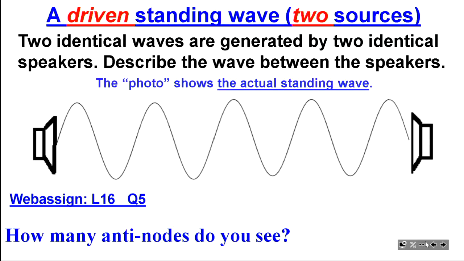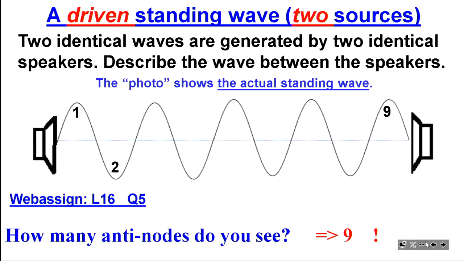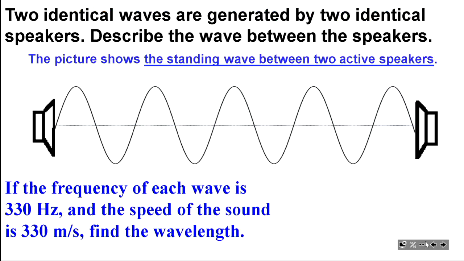An antinode represents the maximum intensity, the maximum displacement from equilibrium. So this is how I would do it. 1, 2, 3, 4, 5, 6, 7, 8, 9. Well, if you still have any doubts, ask yourself, why? Now we can move on.